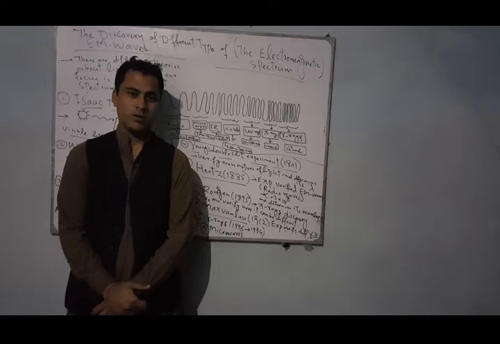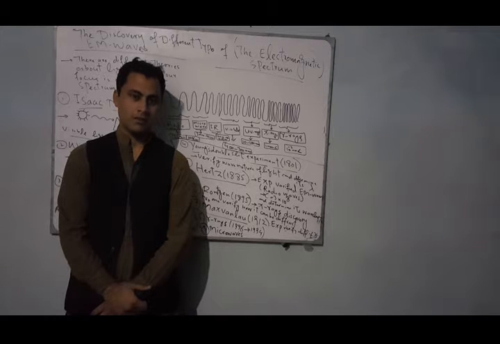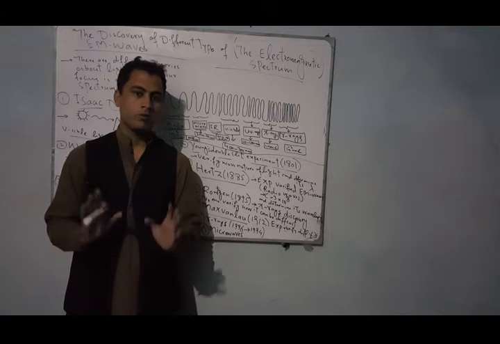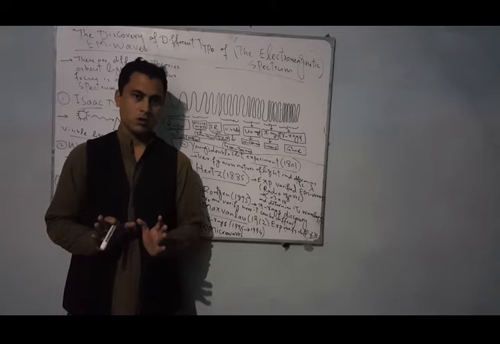The advancement in this world is impossible without electromagnetic radiation, because if you look around the world, there is a very important role of electromagnetic waves in different kinds of fields. For example, in the field of astronomy, in the field of optics, in the field of medicine, or if you see, this whole world has become a global village because of electromagnetic waves.